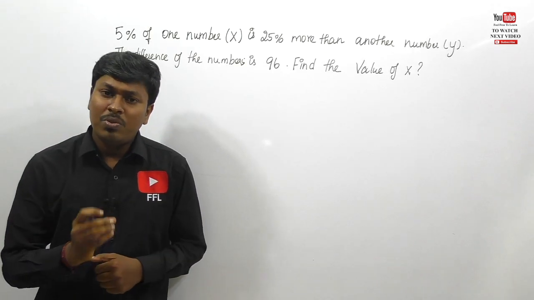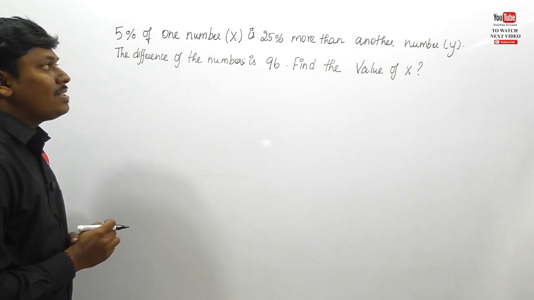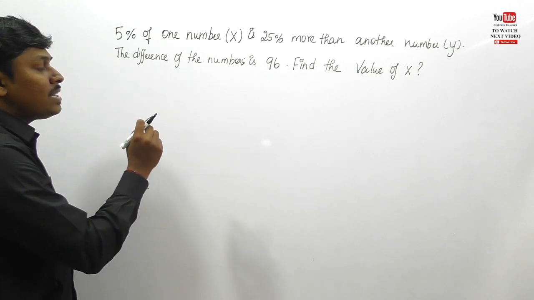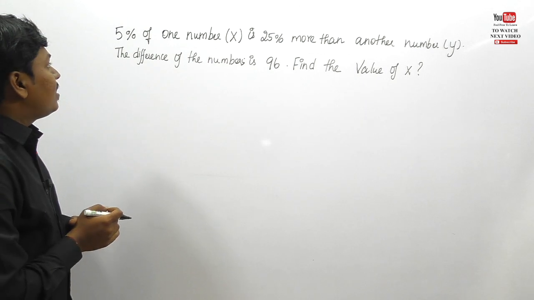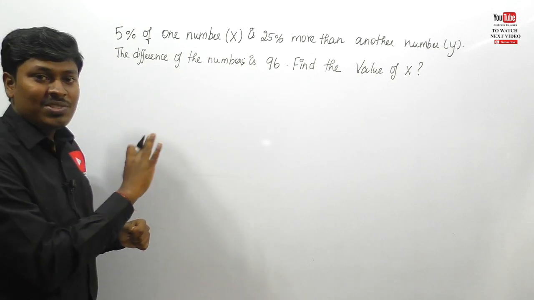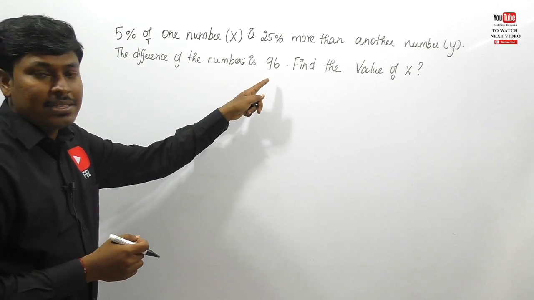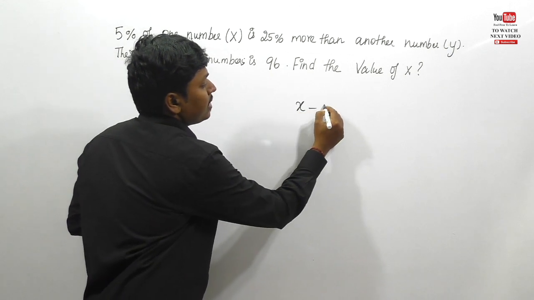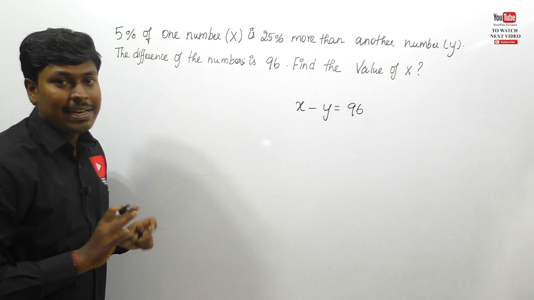Now let me move on to some of the miscellaneous questions. 5% of one number x is 25% more than another number y. The difference of the number is 96. Find the value of x. I think, friends, if you frame the equation correctly, then solving the question will be so simple, right? We know that the difference of the number is 96. We know the first number is x and the second number is y. The difference of the number, that is x minus y, is equal to 96.